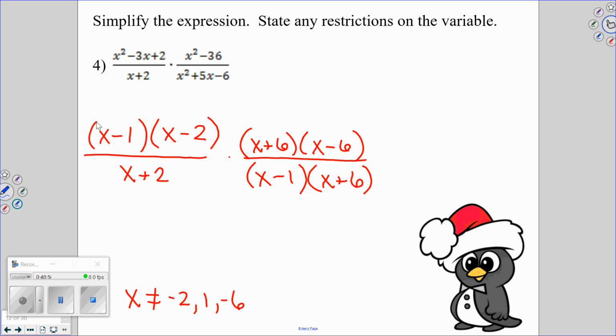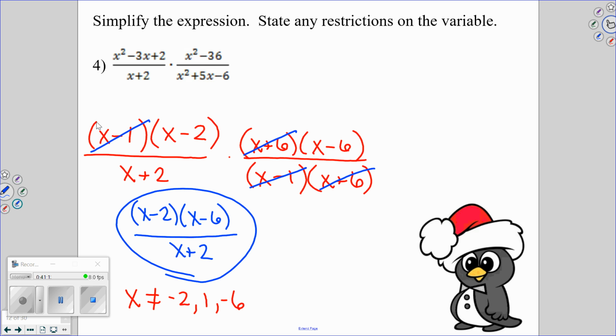What cancels? Smoosh. What do I got on the top to smoosh together? X minus 2, x minus 6. And on the bottom? Ooh, can I cancel these x's and those 2's? You're going to get annoyed by me because I'm going to ask that all the time. Because somebody in here is going to do it. Who's it going to be?